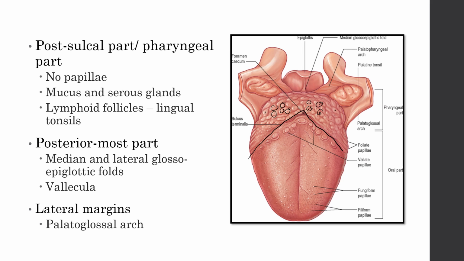So you can see small openings of the ducts of these glands. Now the posterior most part here shows the median and lateral glossoepiglottic folds, and between these there is a trench or space that is called the vallecula. The lateral margins of the tongue, at the junction of its anterior 2/3 and posterior 1/3, show two arches of muscles which go backwards to the palate, and these are called the palatoglossal arches.